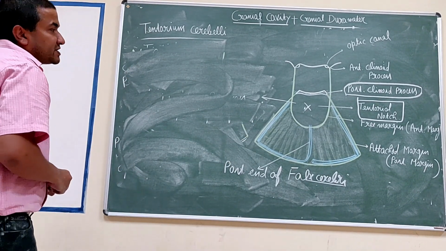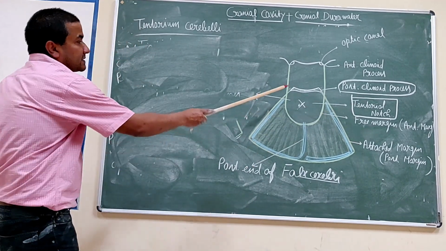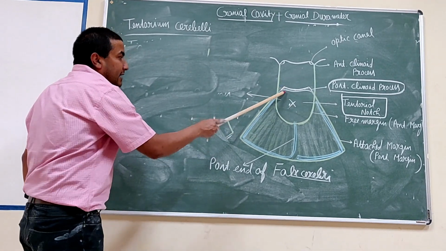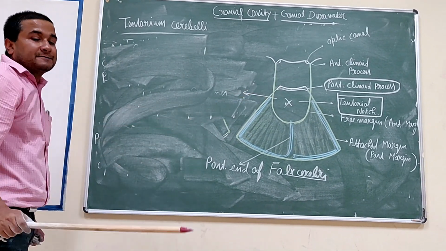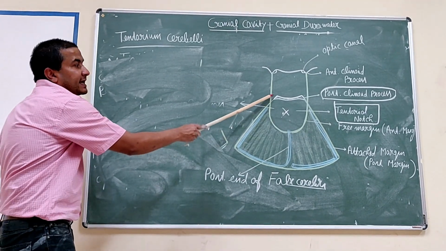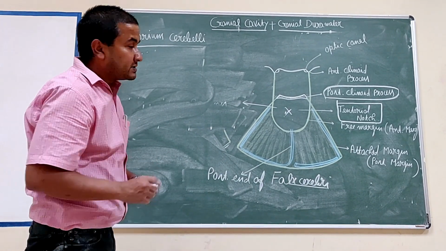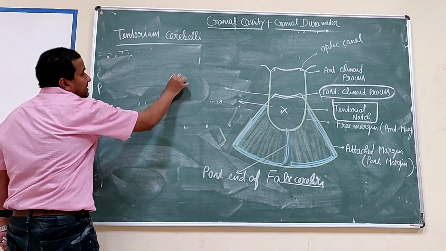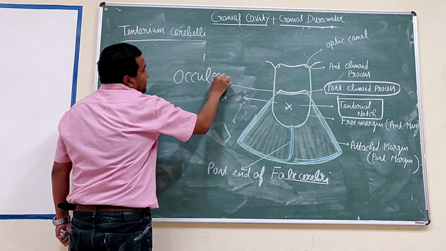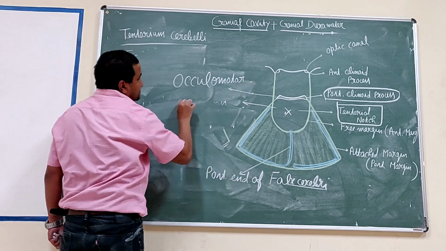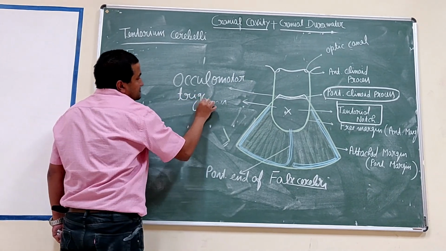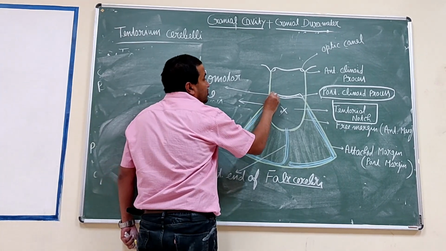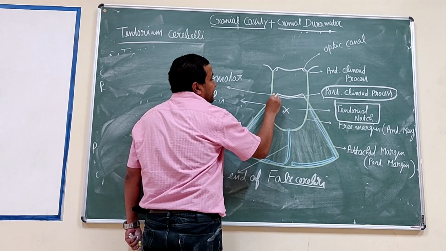Now near the apex of the petrous temporal bone, this is the region of the apex of the petrous temporal bone, where the free margin and the attached margin cross each other. There is a triangular area of the dura mater, sometimes known as the oculomotor trigone. And it is pierced by the oculomotor nerve and the trochlear nerve.